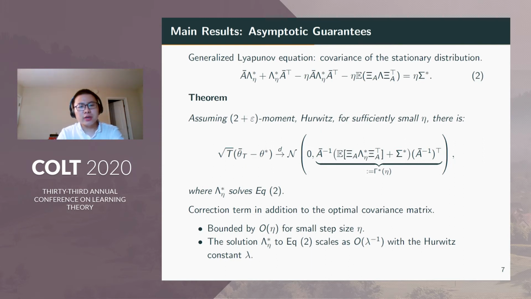From this equation, we can see some properties of this matrix lambda eta star. For example, if you take a small step size, this matrix is upper bounded by order eta. On the other hand, the solution lambda eta star depends inversely proportionally on the Hurwitz parameter, which is the minimum real part of eigenvalues of A bar. This property is important for later applications.